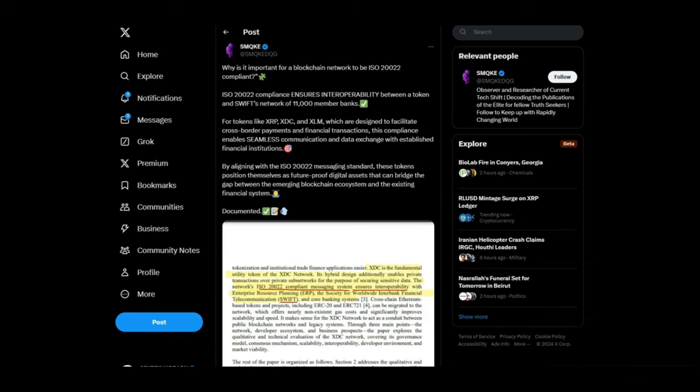So the triple X coins, guys, right? They are aligning to the ISO standard. They are going to be that bridge between the old and the new, which is already happening in real time.